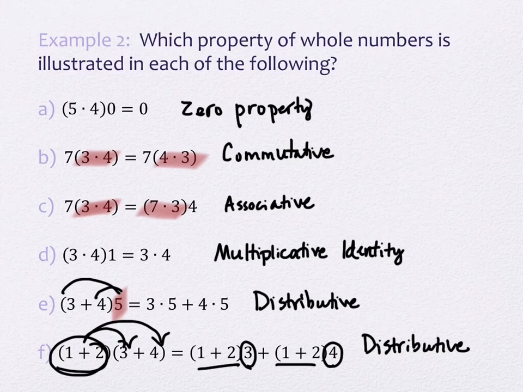For E and F, do we have to like say whether it's distributive addition, distributive subtraction? No, because they work exactly the same way. It's kind of like saying, do I need to say commutative addition or commutative subtraction? No, you don't have to on those. The only reason we do that with the multiplicative identity and the additive identity is because they refer to different numbers specifically.